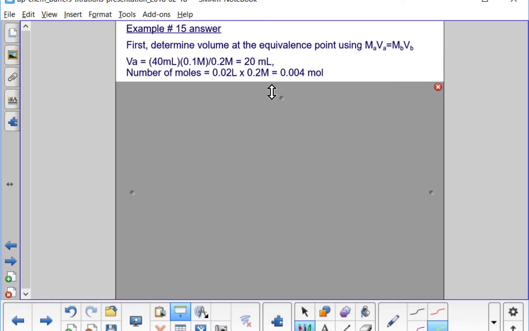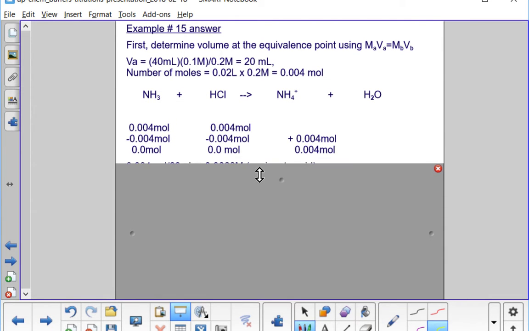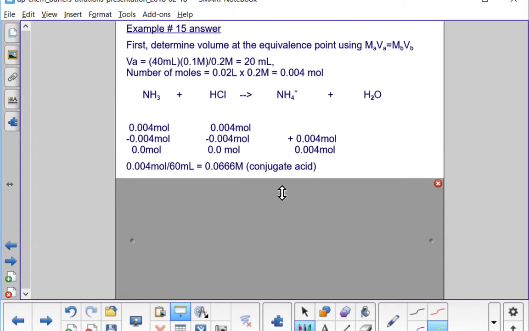Using the concentration, 0.2 molar times 0.02 liters, is 0.004 moles of both acid and base. So we set up our neutralization reaction, and we say we have equal number of moles of acid and base that both get used up, neutralized. But in doing so, we create this conjugate acid, NH4+, 0.004 moles in 60 milliliters, which is a concentration of 0.0666 moles per liter.